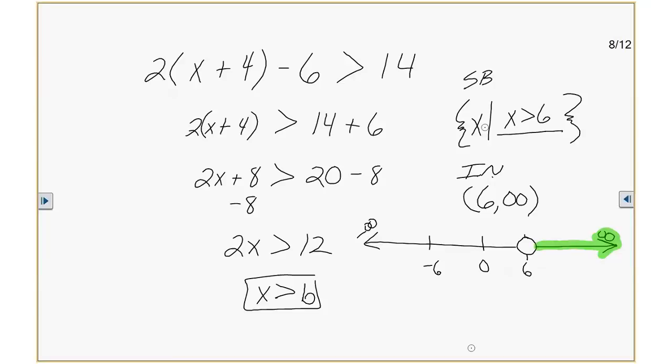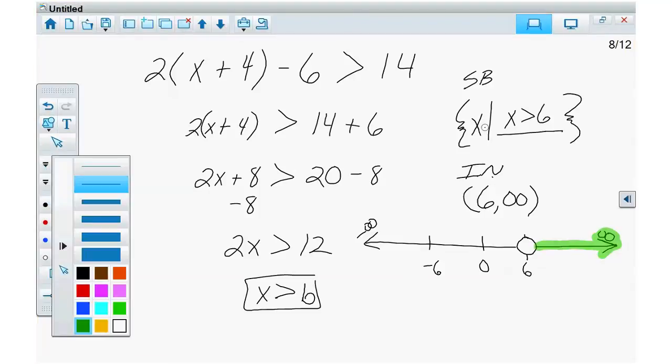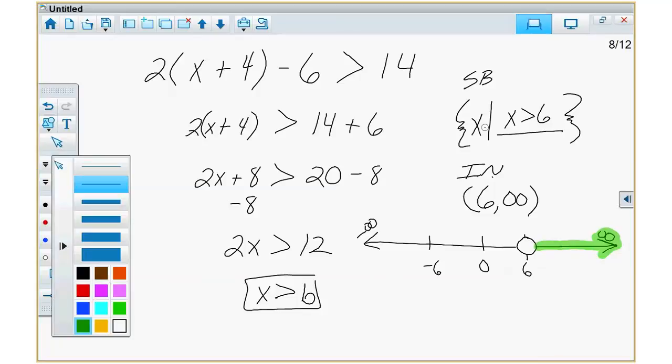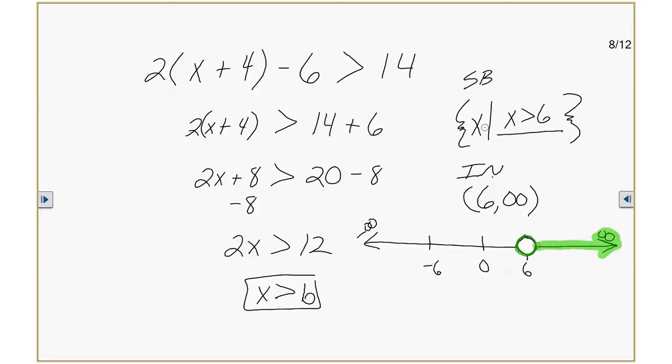I'm going to take my handy dandy green pencil. I think it's green. Yep. And I'm going to put an open circle right here for y'all. And that open circle tells you that right there is a parenthesis. Okay. All right, let's try one more.